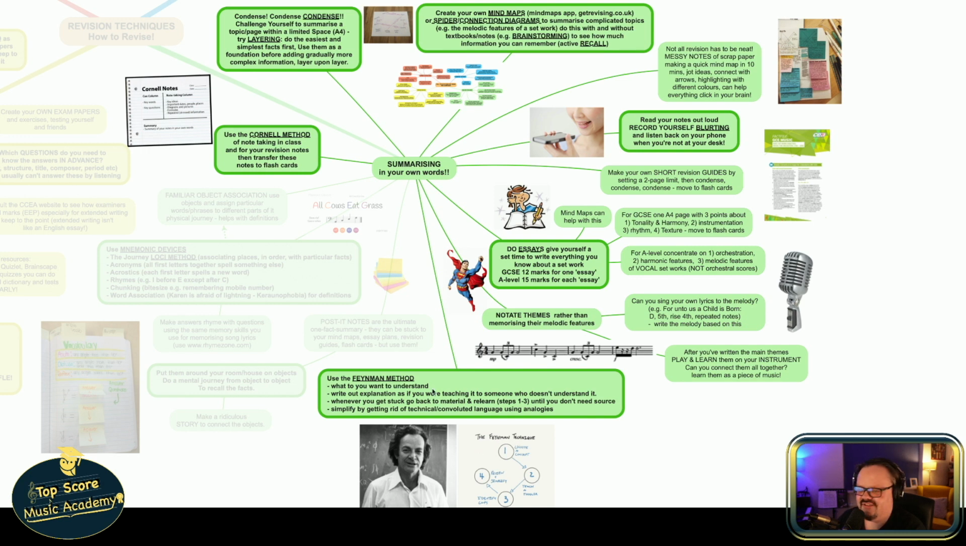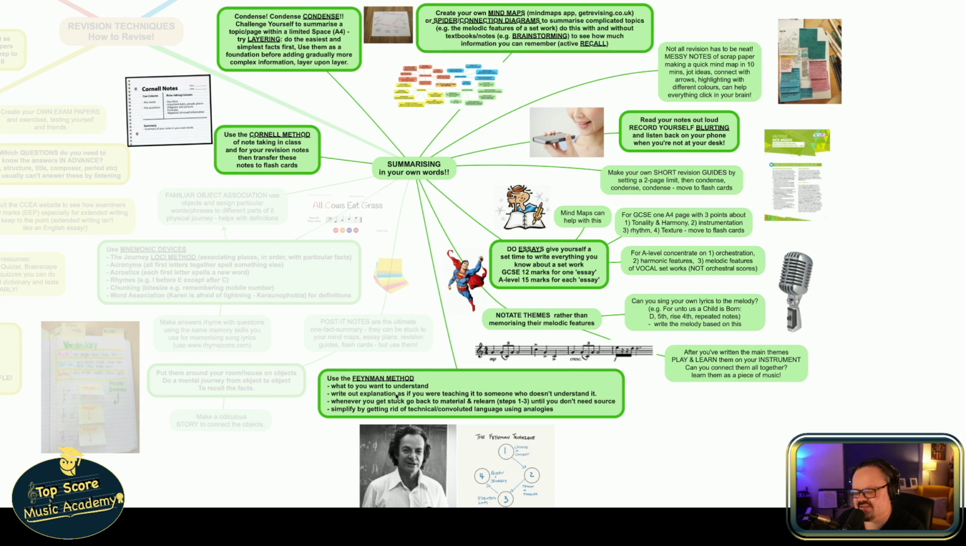What do you want to understand? This is the Feynman method. Write out the explanation as if you were teaching it to someone who doesn't understand it. Or explain it to me like I'm a 4-year-old. That's another one I use quite a bit, especially if I don't understand something. The explanation doesn't have to be understandable to a 4-year-old. It's just taking the idea to the extreme.